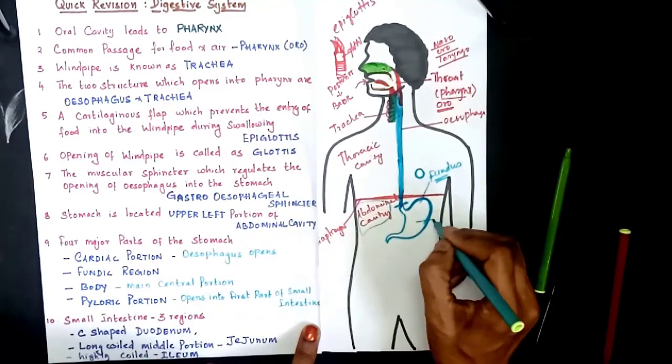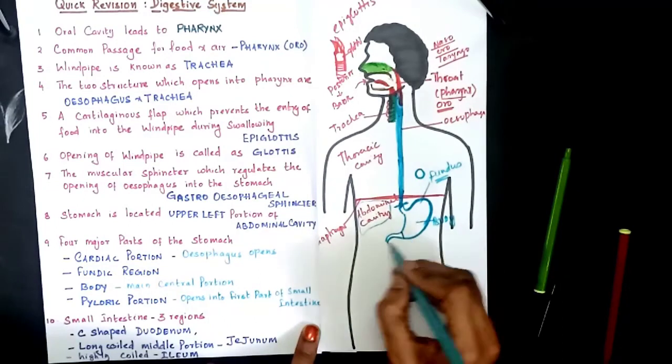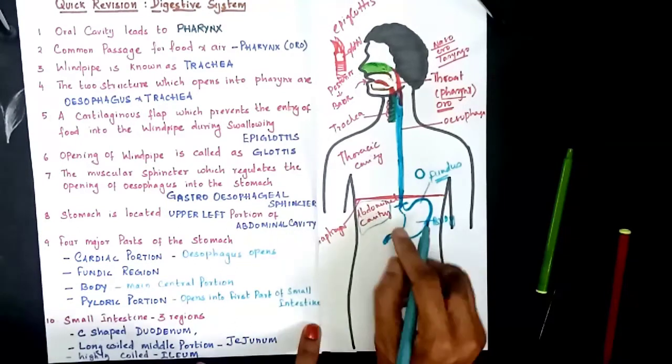Next you call the body of the stomach, this is the main central region. Next, this is the pyloric portion which opens into the small intestine. Here the stomach enters into the small intestine, it opens into the small intestine.